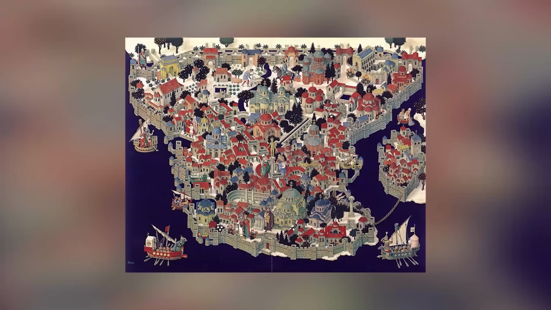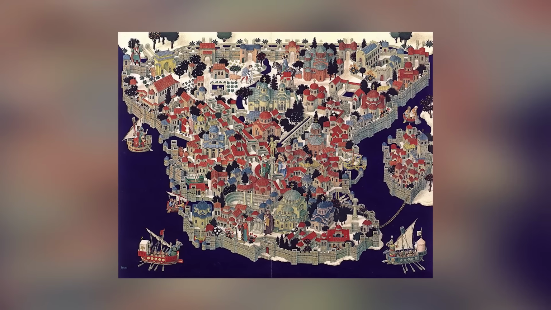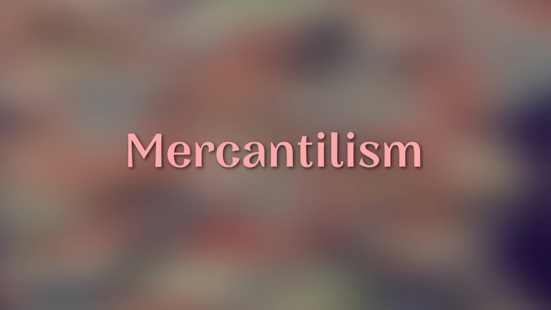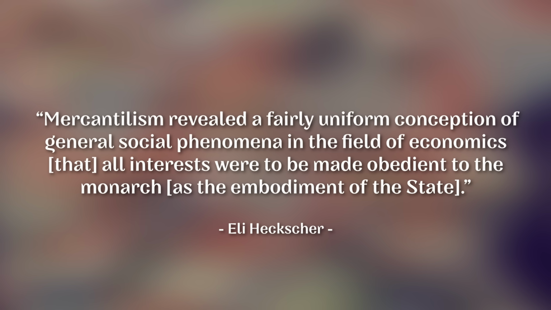Now, there isn't that much to say about specific policies that monarchs employed that other systems of government didn't, with the exception of three things: mercantilism, tax, and patronage. Mercantilism is an economic theory that's wrong. It developed in the waning years of monarchical power and partly evolved as a method of indirectly retaining power. Eli Heckscher, an economic historian, detailed that mercantilism revealed a fairly uniform conception of general social phenomena in the field of economics, that all interests were to be made obedient to the monarch as the embodiment of the state.